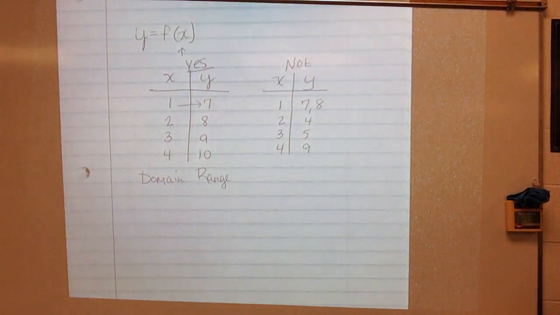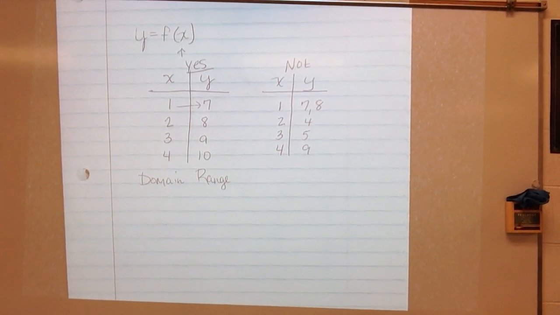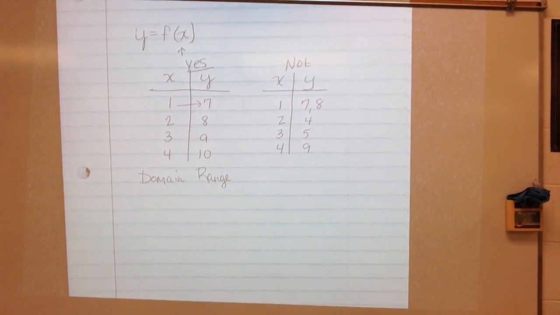Now, another way that we can do this without actually going through every single tiny x and y value is we can do what we call a line test. It's called the vertical line test. All right? And so what that means is I can take a vertical line. And I'm going to show you how to do the vertical line test.